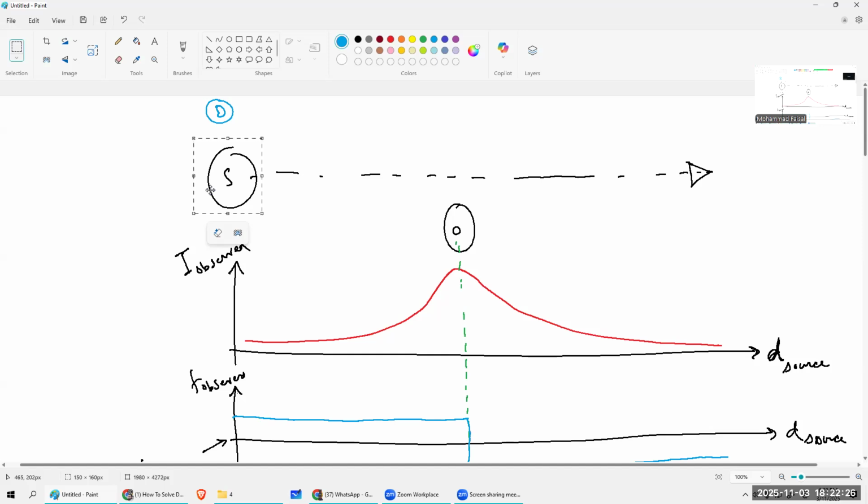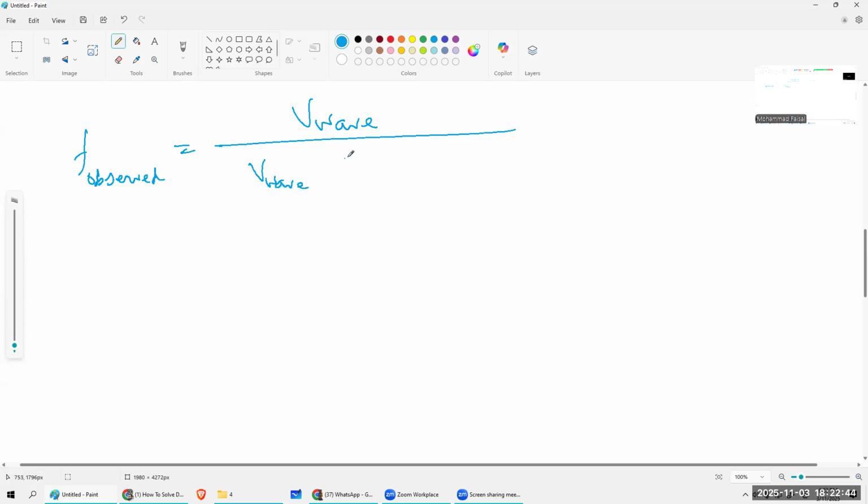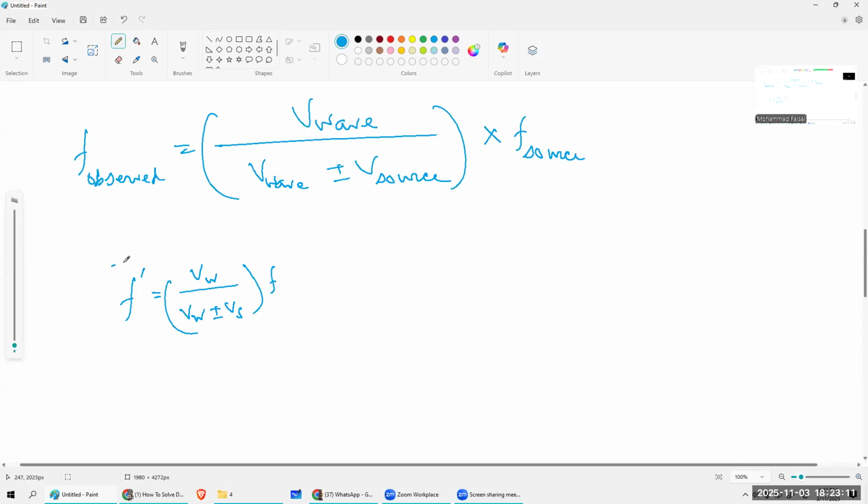এটা একটা ফর্মুলা আছে, ফর্মুলাটা দেখেন। The formula looks like this. ফর্মুলাটা লিখো সবাই। পড়ে দিচ্ছি. f observed equals to bracket, division line, speed of wave divided by speed of wave plus or minus speed of source, that flows into frequency of the source.